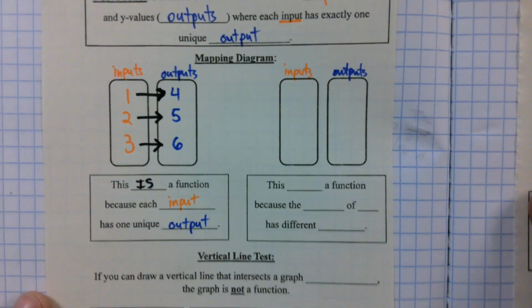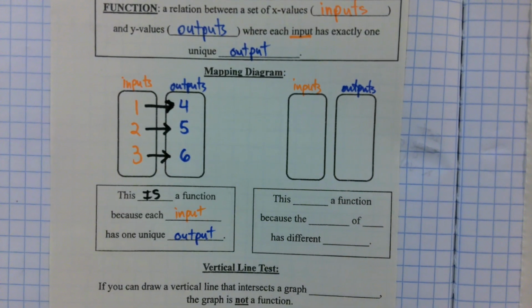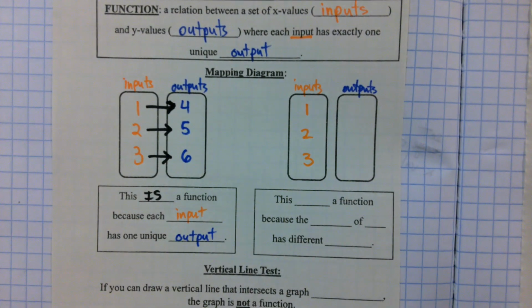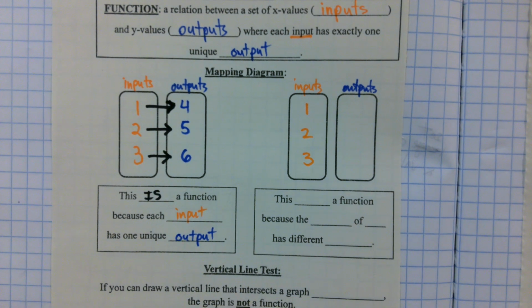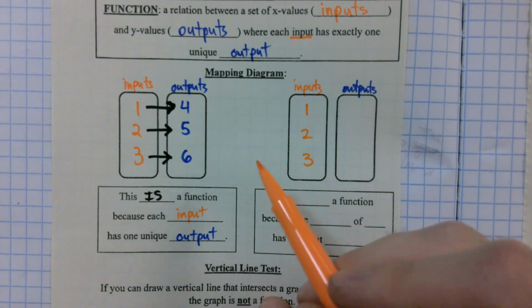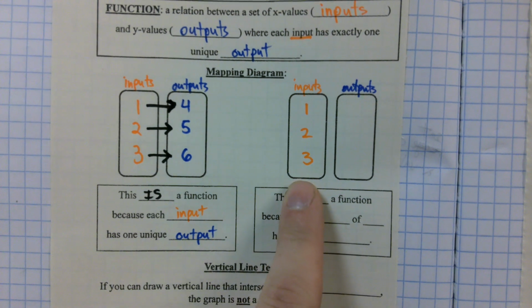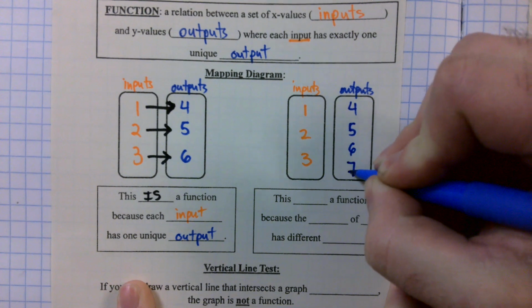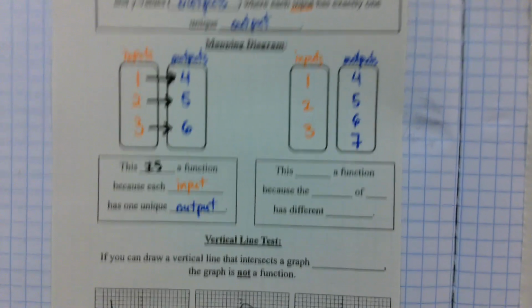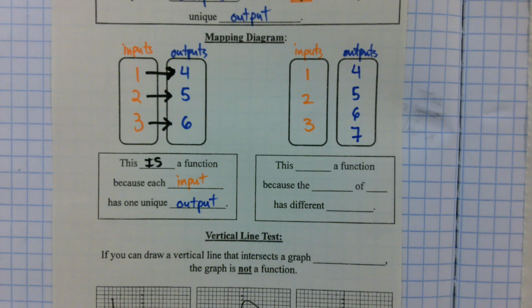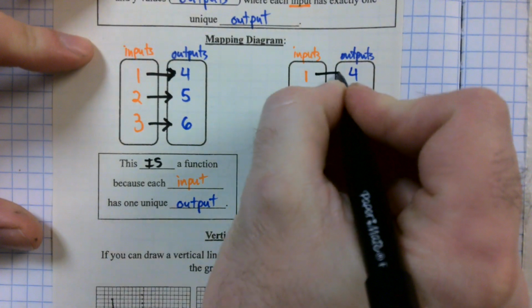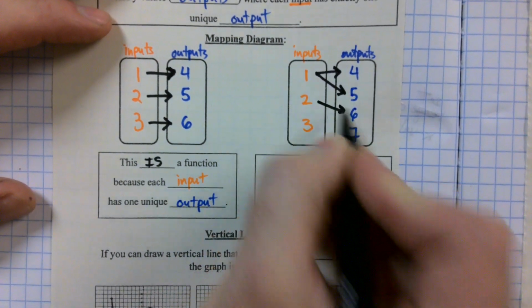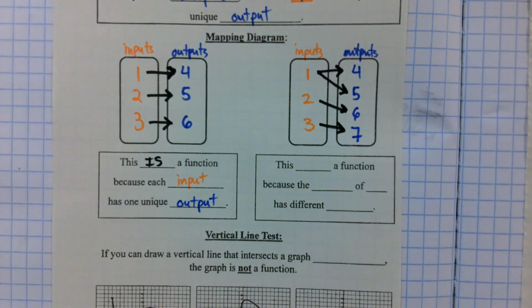Okay, let's take a look at the opposite. Let's say I've got inputs of 1, 2, and 3. This is basically just like a table, like the table we saw in the warm-up. It's essentially the same thing, just drawn a little bit differently. I've got outputs of 4, 5, 6, 7. I'm going to draw an arrow from 1 to 4, from 1 to 5, from 2 to 6, and from 3 to 7.